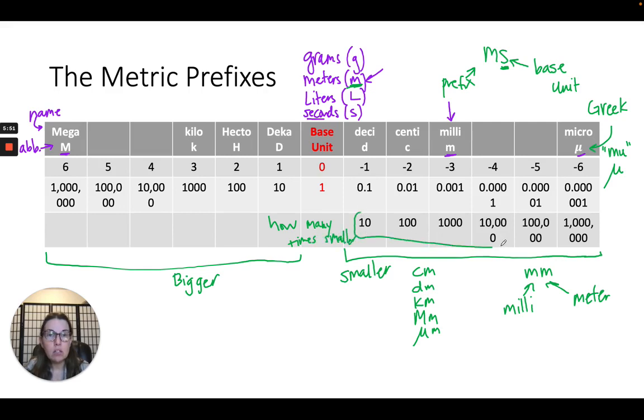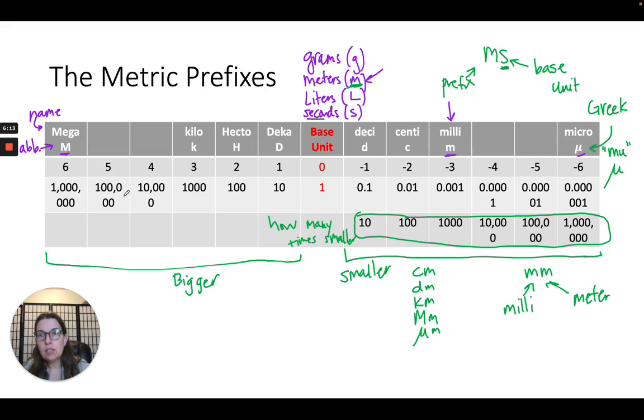Okay, so these are bigger numbers, but they're telling you how many times smaller. So, for example, there are 10 decimeters in 1 meter. There are 100 centimeters in 1 meter. Or you could say that 0.01 of a meter equals a centimeter. Okay, so that's how that works.